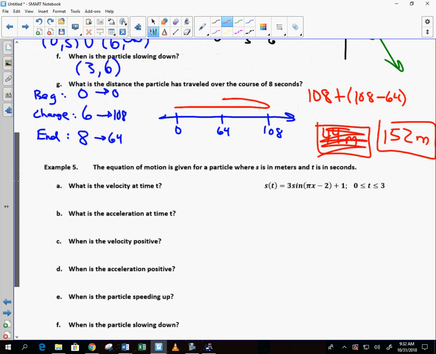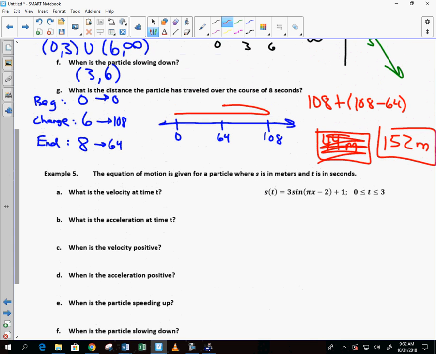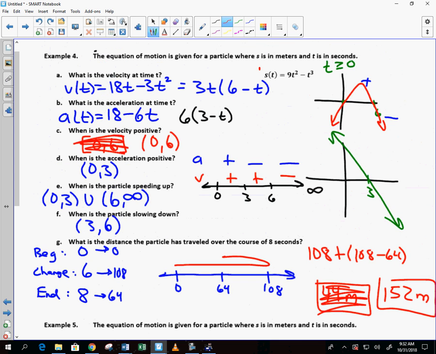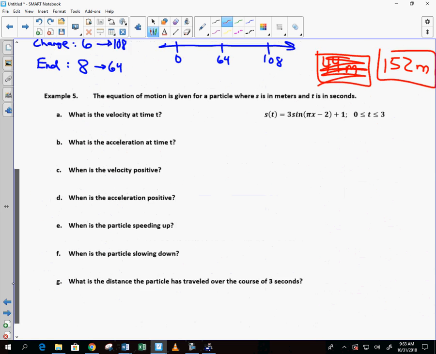Yes, Rowan. Because the original tells us position. As we are looking for total distance traveled, that requires us to consider position. Not velocity, not acceleration. We want to know location. So this is what tells us location. If you plug in velocity, that will tell us the speed at that time or how fast it's moving. Okay, so we always go back to position.